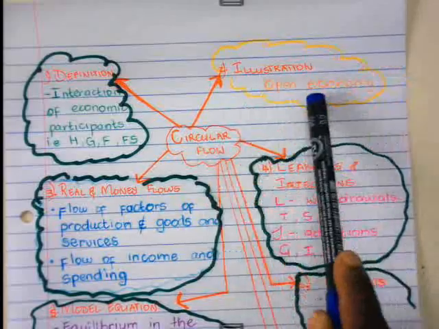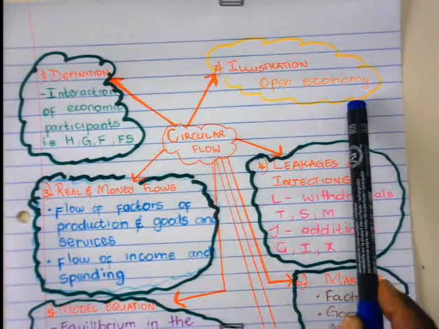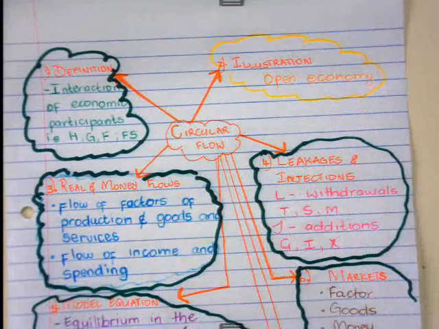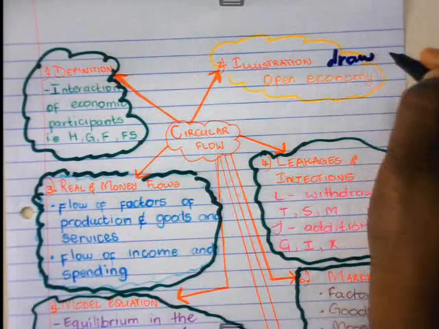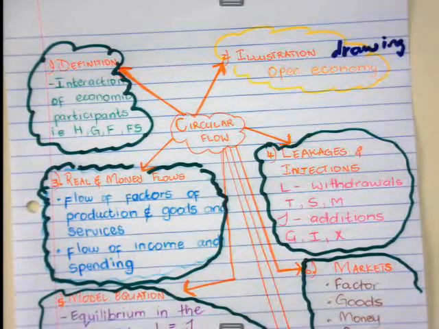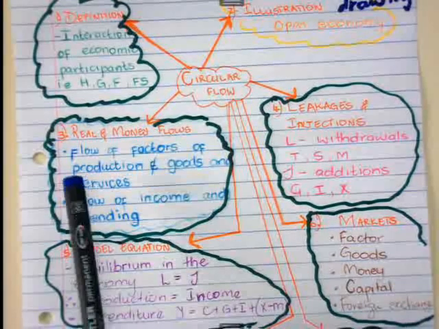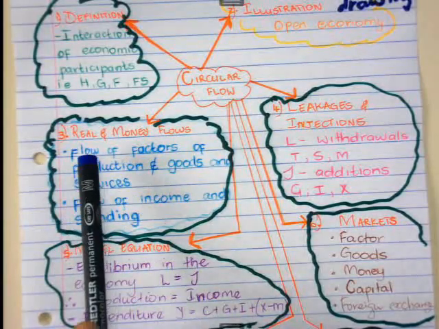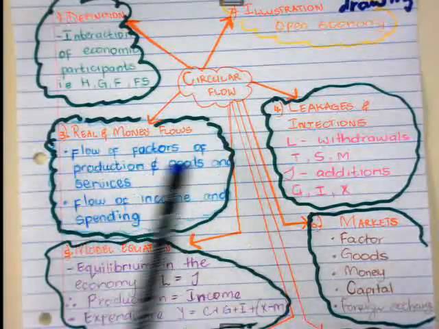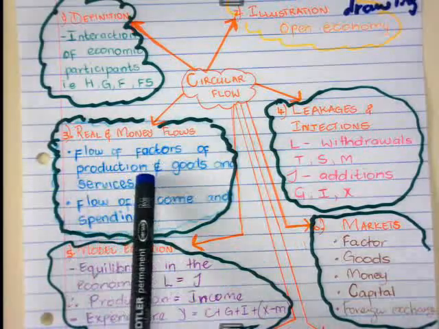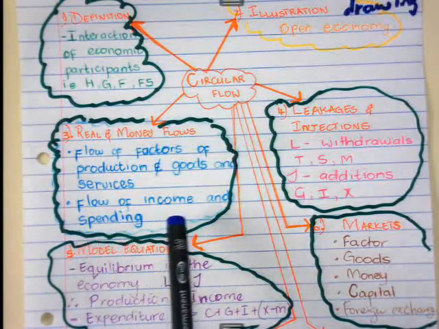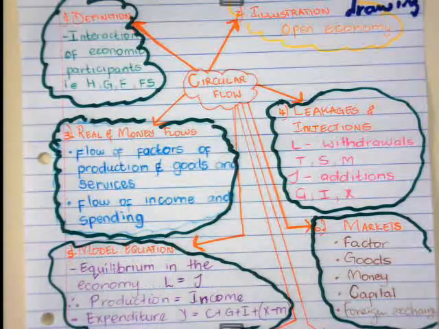And then we are going to do an illustration of an open economy. In my introduction, I said that in grade 12, we mainly focus on open economy. So an illustration means that we must be able to make a drawing. We must be able to draw a complete circular flow for an open economy, right? From the circular flow, again, we're going to identify and discuss the real and money flows. The real flow is a flow of factors of production as well as the flow of goods and services. The money flow is whereby there is a flow of income and flow of spending and expenditure.